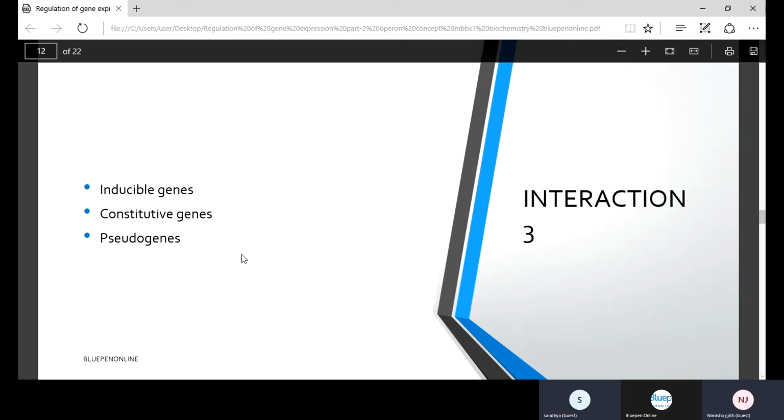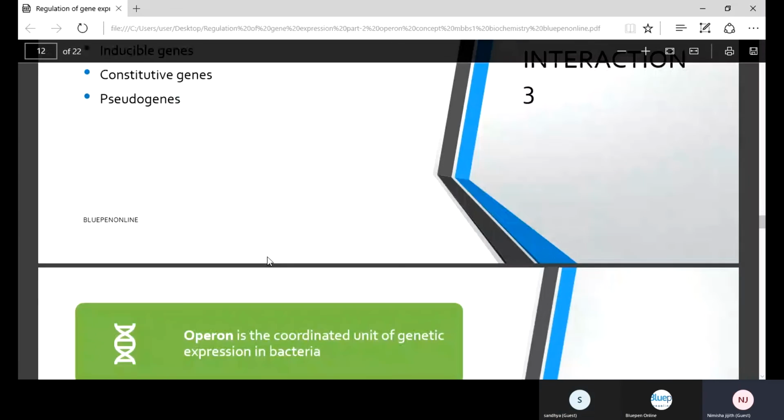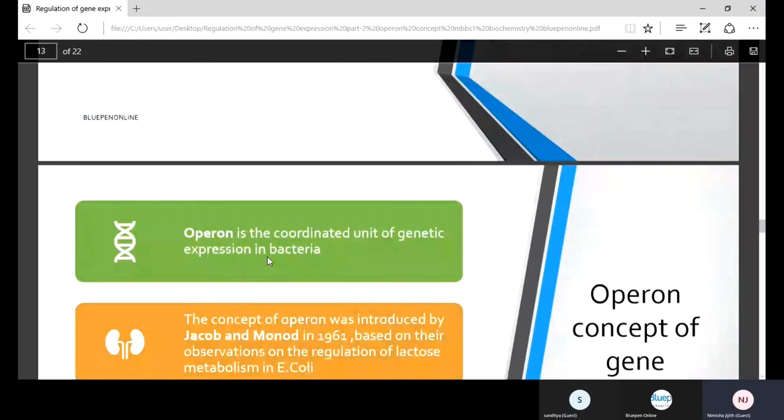I think now it is clear which are the types of genes: inducible genes, constitutive genes, and pseudogenes. Any doubt? No. Okay.